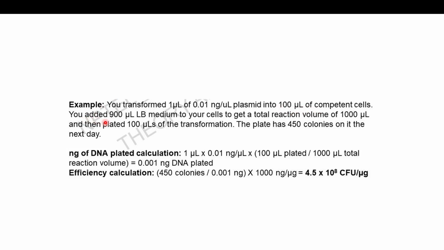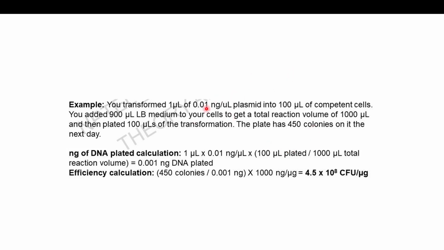Okay. Now what happens is, you add this much amount of culture medium. This is the recovery medium that we were talking about, added to your cells to get a total reaction of 1 ml. And then out of this 1 ml that I was talking about in the previous slide, you are plating 100 microliters of the transformed cells. Whether it's transformed or not, we don't really know. We will get to know only after seeing the agar plate. But still, considering that after recovery 100 microliters are plated, we get 450 colonies.